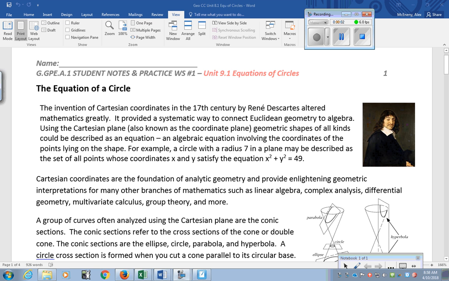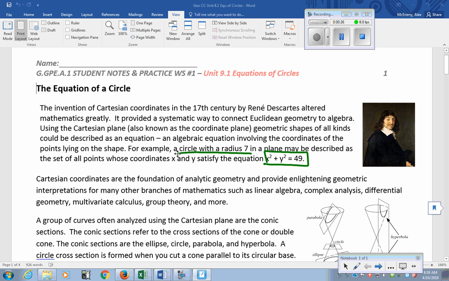Hey guys, we're going to be looking at how to write the equation of circles and also how to find the radius and center of circles if we have the equation. So if you read through, it talks about some basic ideas with circles. For example, if you have a circle with a radius of 7 and the center is at the origin (0, 0), then this would be your basic equation.